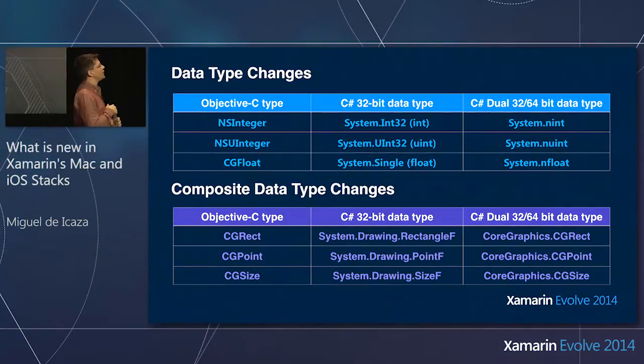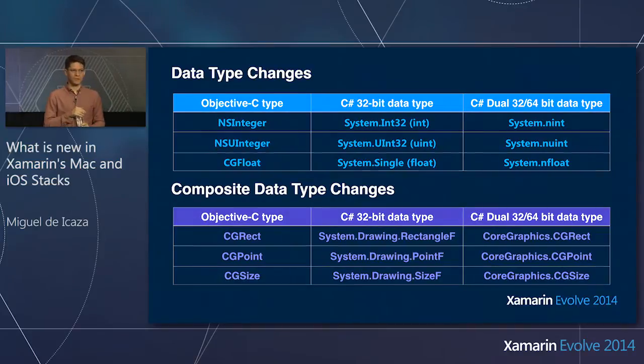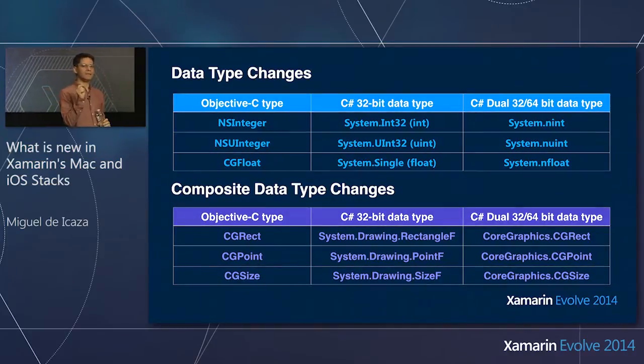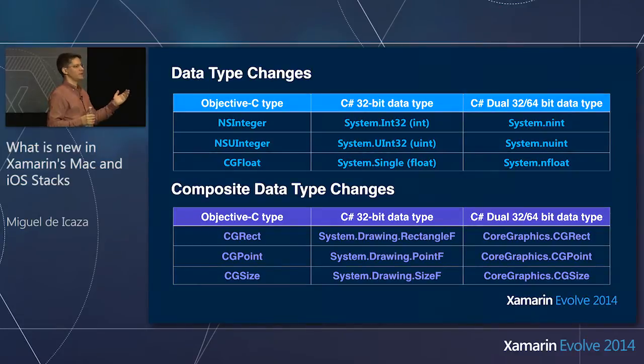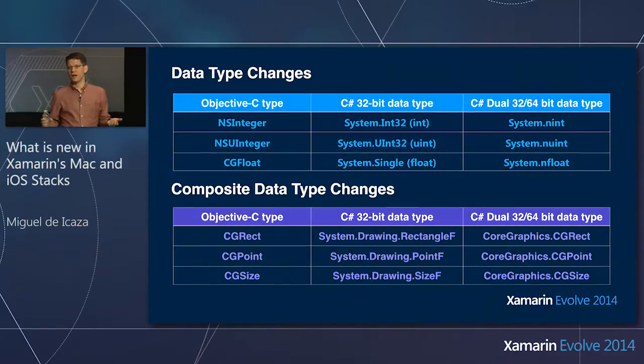So we introduced a number of new data types: system.nint, system.nuint, and system.nfloat. They look a little bit strange because they don't follow the .NET convention of being uppercase, but we tried to make it look nicer for writing C#. So instead of typing int, you type nint. Instead of typing float, you type nfloat, provided you have the system namespace in scope.